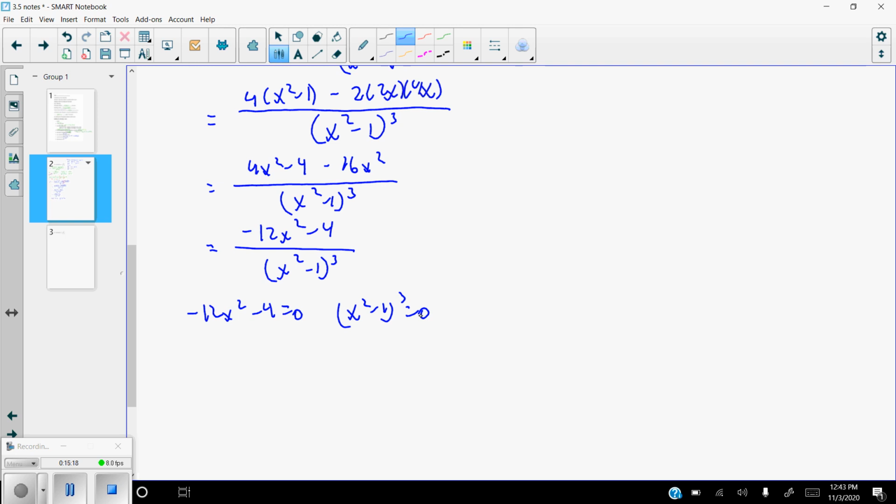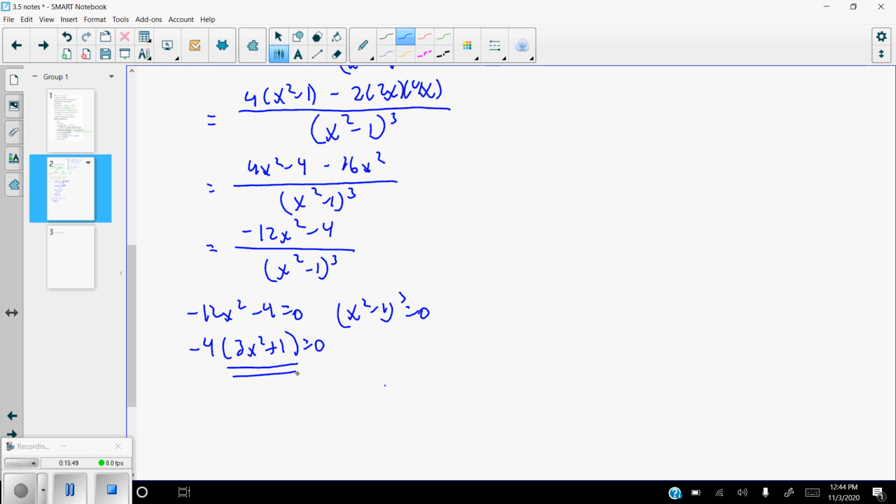So on the numerator portion, where the second derivative will equal 0, we can factor out a negative 4, which is going to leave us with 3x squared plus 1 equals 0. Well, we don't really have to do much more. 3x squared plus 1 can never equal 0. No matter what value I plug into x, the worst that's ever going to be is 3 times 0 plus 1, so it will always be 1. So the numerator is never going to work for us.